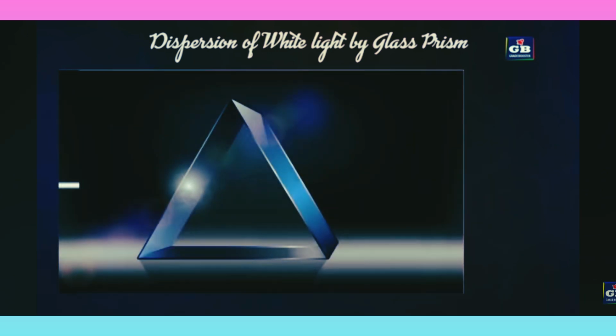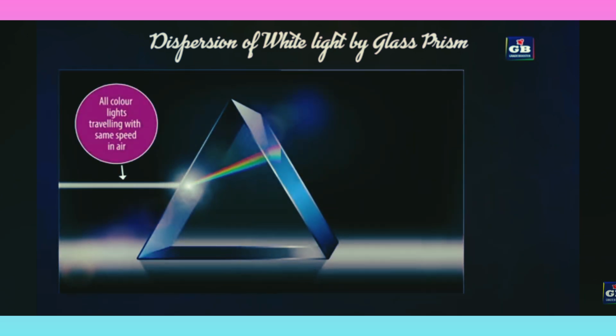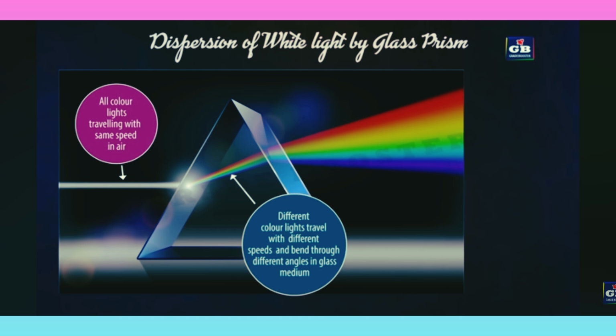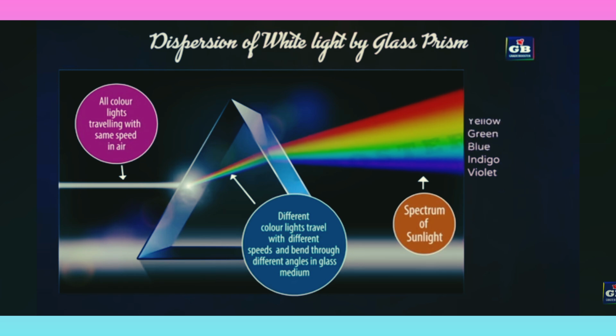The light rays of different colors travel with the same speed in vacuum and in air, but in other mediums they travel with different speeds and bend through different angles, which leads to dispersion of light. When white light or sunlight is dispersed, we will get a band of 7 colors called spectrum of sunlight. They include violet, indigo, blue, green, yellow, orange, red, simply called as VIBGYOR.